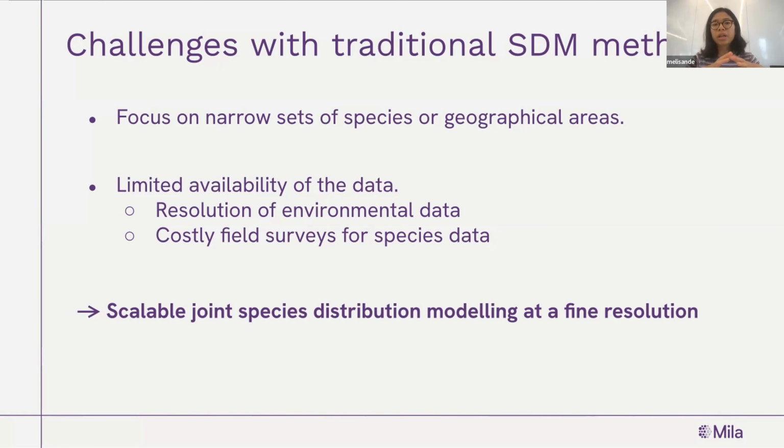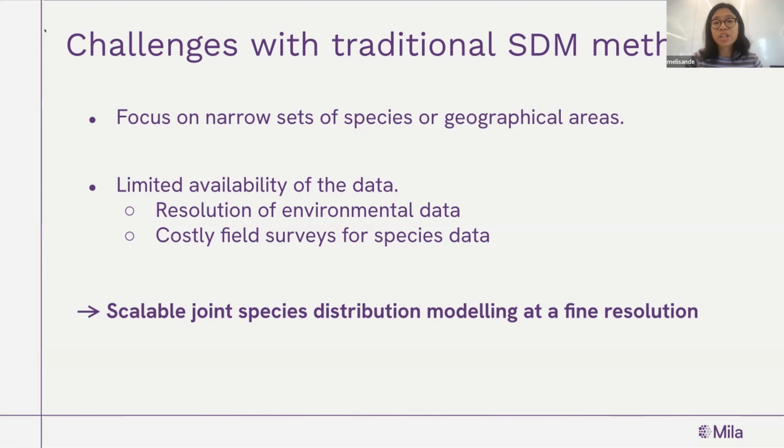But if you want to do a more global mapping at scale, then you might be interested in looking at joint species distribution modeling instead, because species interact. If you know the distribution of a certain species, that might be informative for predicting the distribution of other species because there are prey-predator interactions, for example. However, traditional SDM methods cannot handle modeling many species at once.